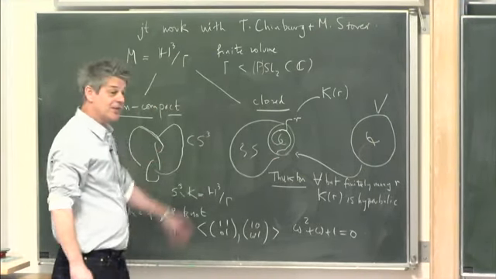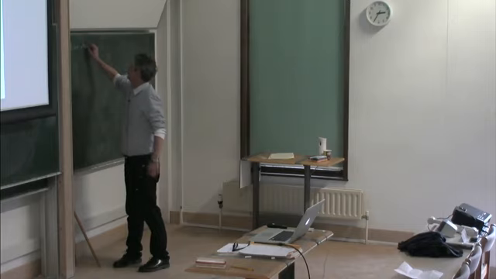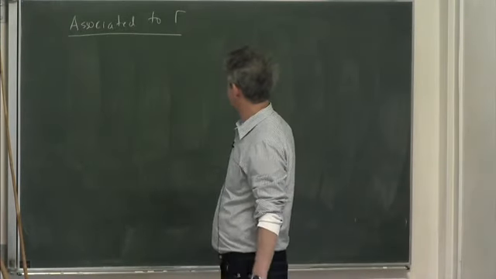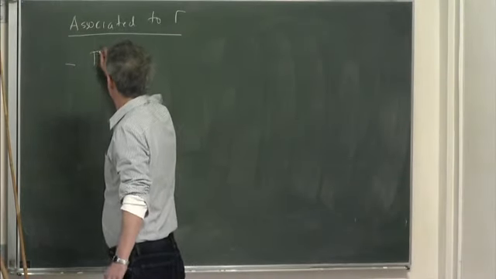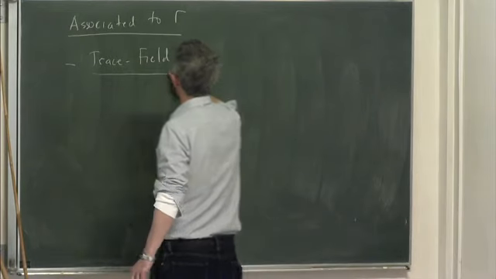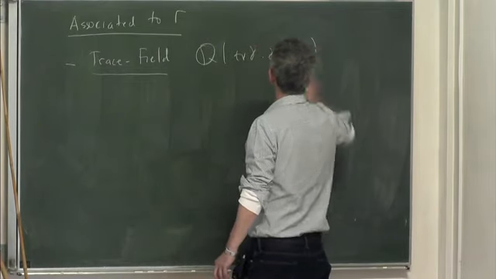Now, associated to these finite volume hyperbolic 3-manifolds are two very natural invariants. Well, one is natural, one is at least natural in my office, which is not to say that it's natural for everybody else. But associated to gamma, this guy that's giving us this hyperbolic 3-manifold, is the trace field. So this is the field generated by the traces of the elements inside gamma.